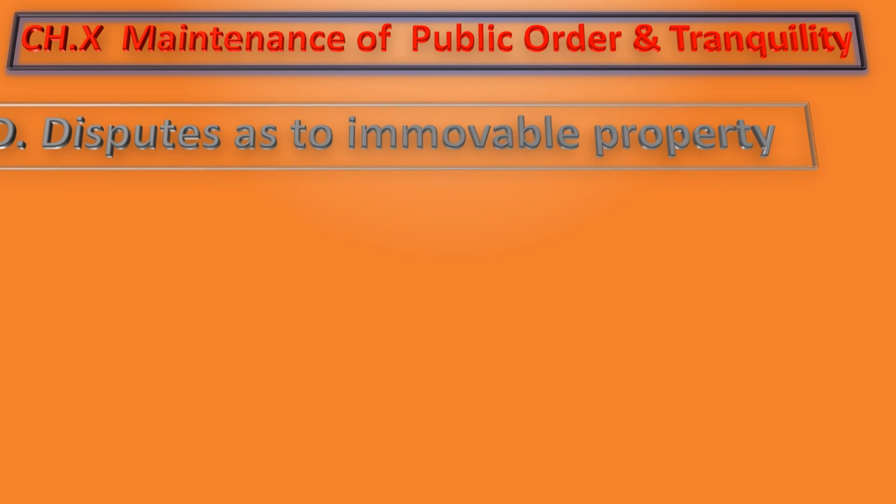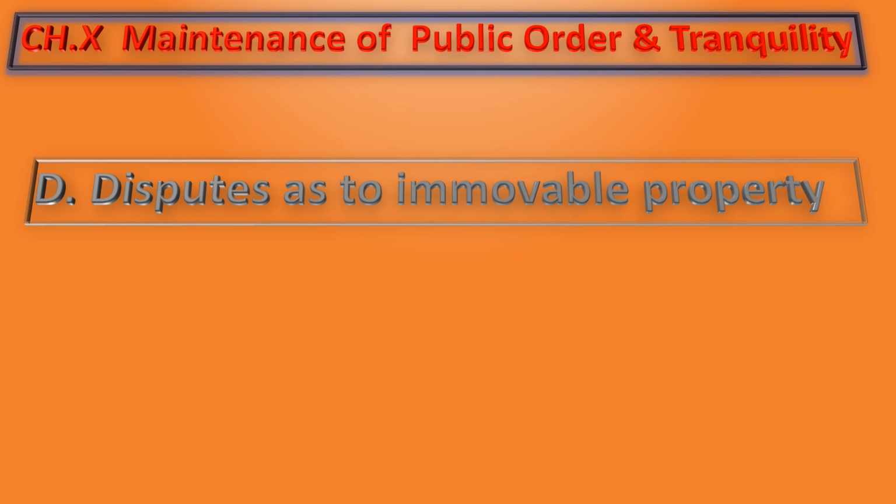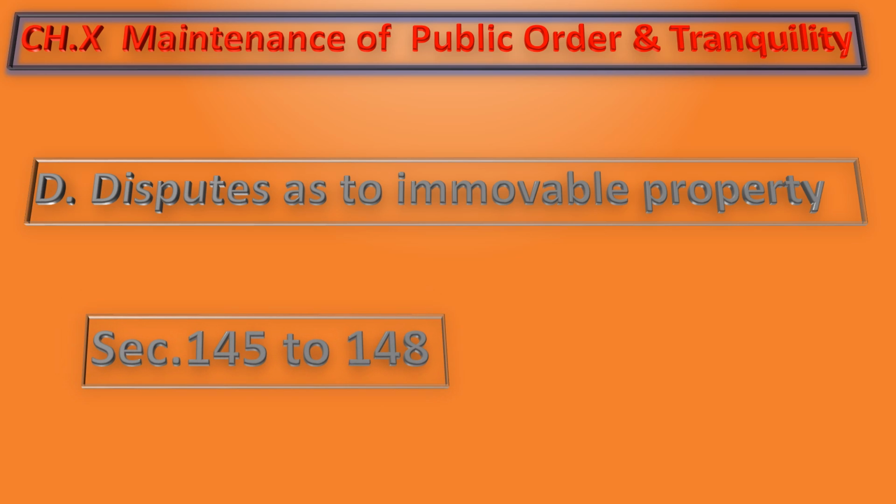Now we come to the fourth and the last part of Chapter 10, Maintenance of Public Order and Tranquility. Part D, Disputes as to Immovable Property. It is given as per the provision of sections 145 to 148. Only 4 sections are there in this part.